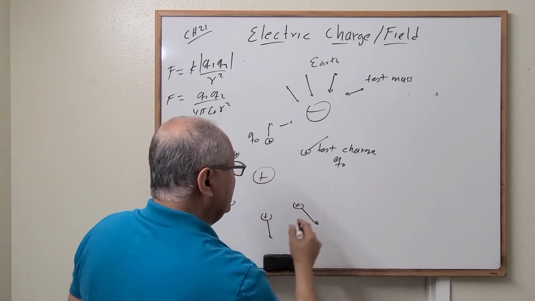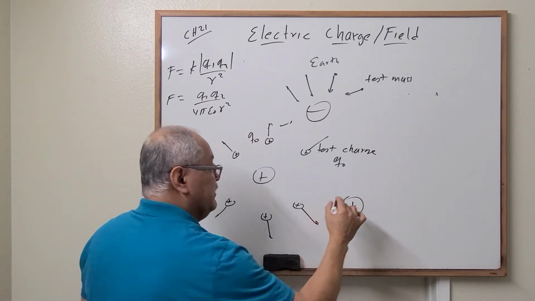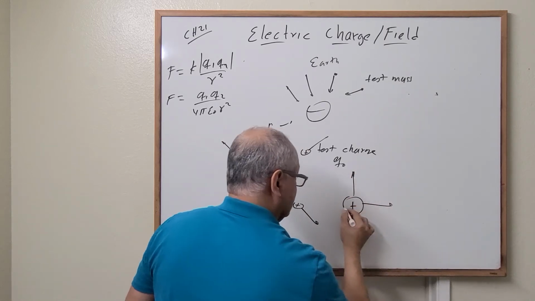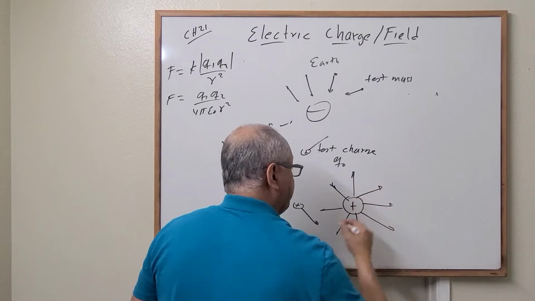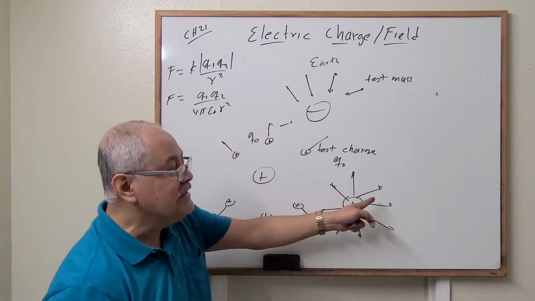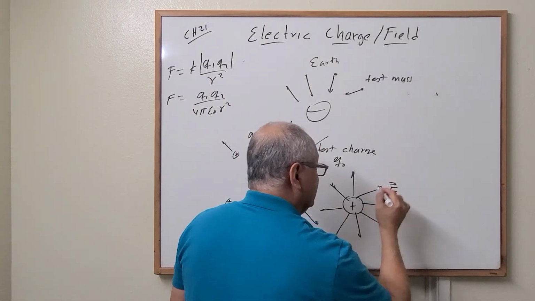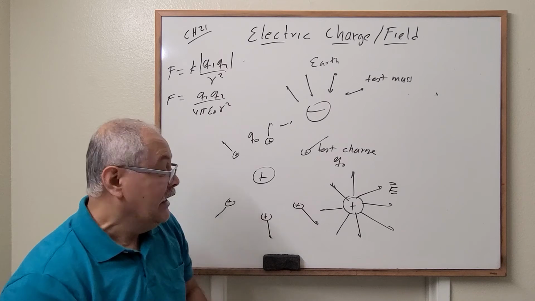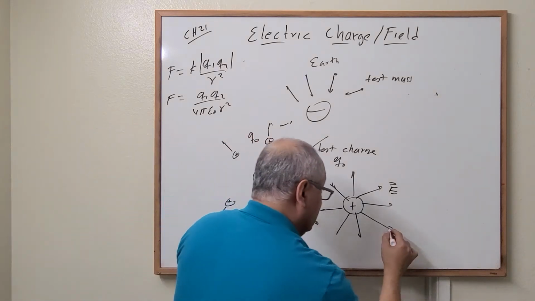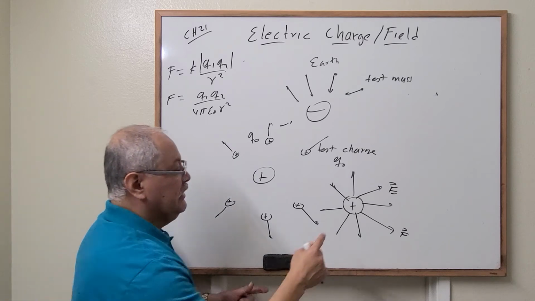Okay, let's do the same thing as for the Earth. What should then be the electric field for this positive charge? Well, it's going to be in this direction, away from the charge. And this is the electric field. The symbol for the electric field is E. Also, these are called electric forces. This field is also forces.